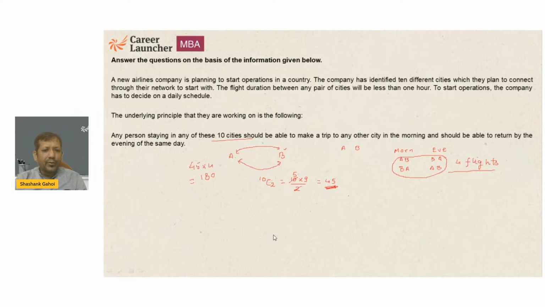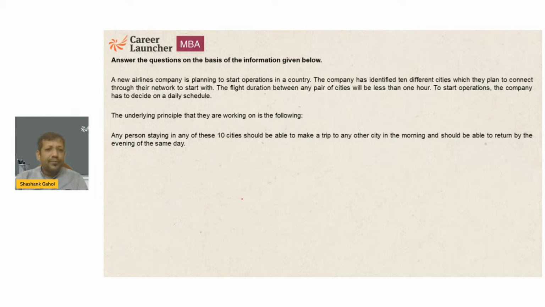So the first thing I'm going to do over here, I have 3 hubs, A, B, C. Now I have 7 other cities because the total number of cities is 10. 1, 2, 3, 4, 5, 6, 7. Now anyone can go to any of these 7 cities from A. So what is the total number of flights I'm going to get? 7. From B, anyone can go to any of the 7 cities because A, B, C are hubs.